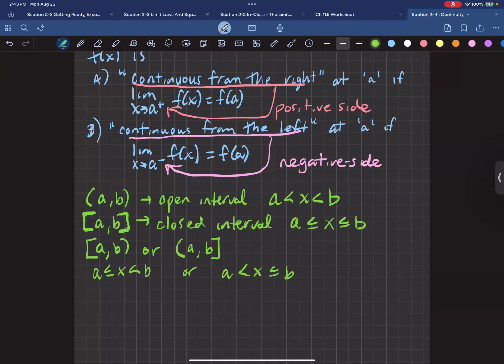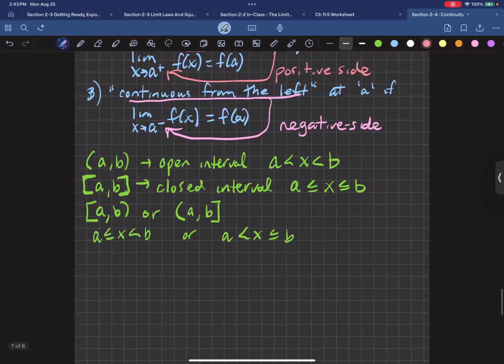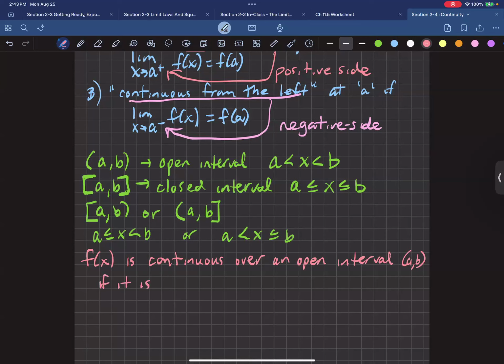So on the open interval, f of x is continuous over an open interval (a, b) if it is continuous at every point inside (a, b). That looks like a 6. I need to make it look like a b.